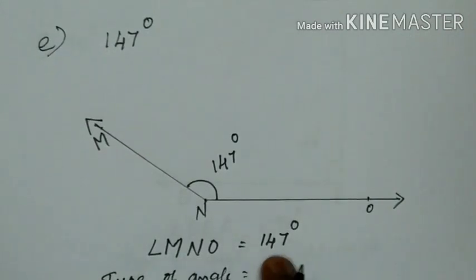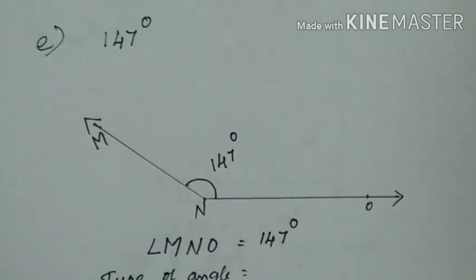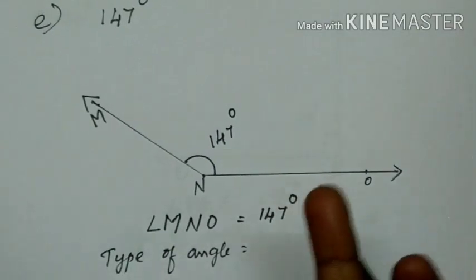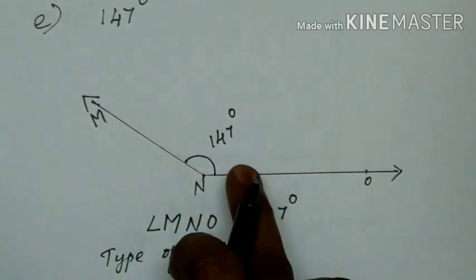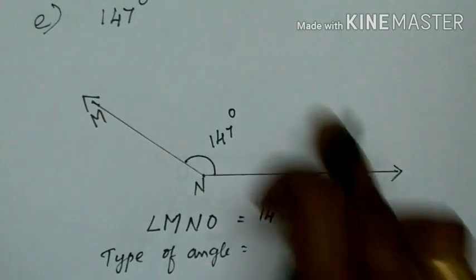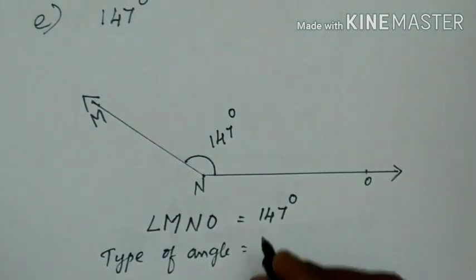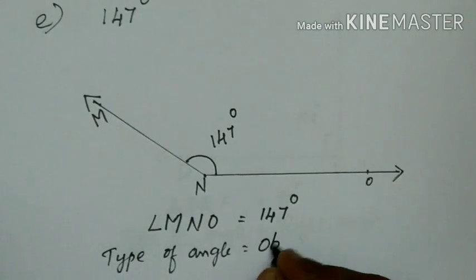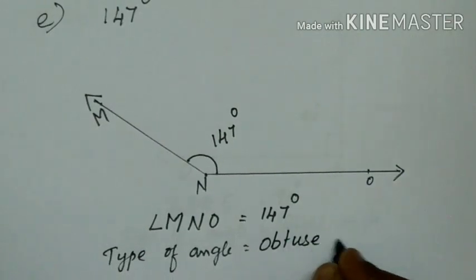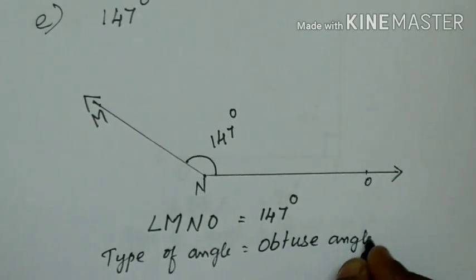Here the measurement is 147. So it is greater than 90 degree. So greater than 90 degree, which type of angle is this? Yes, obtuse angle. So 147 is obtuse angle.